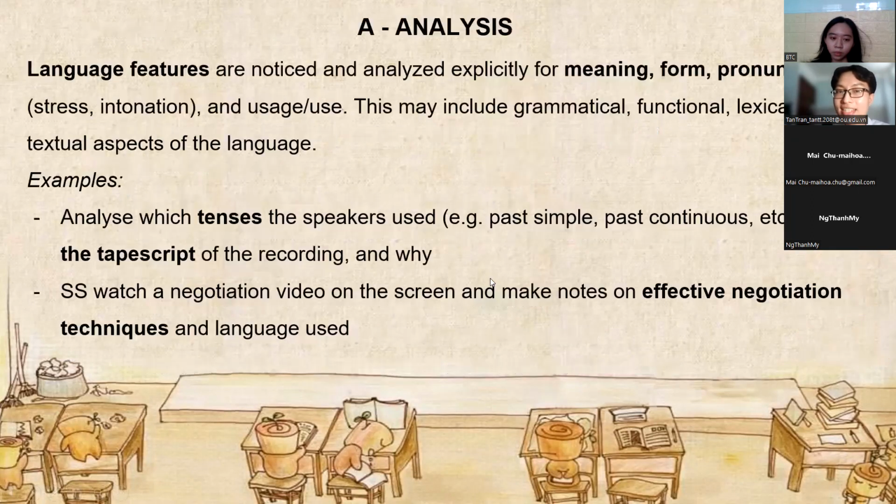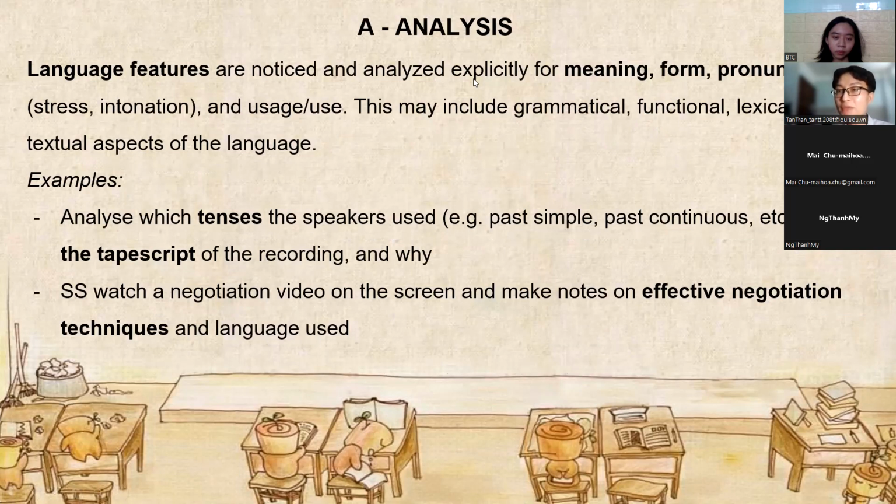Right. The next step is A, for analysis. Actually, this one is similar to presenting the new language or the new input to the students. However, in the CAP model, Anderson does not strongly emphasize this stage. And the teachers can use many activities to focus on the new input.